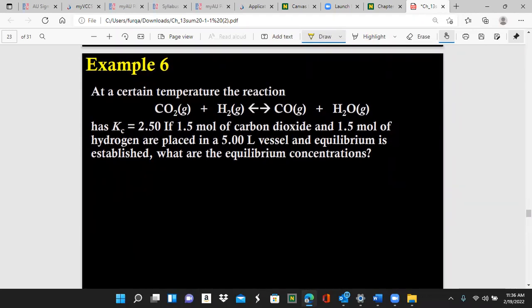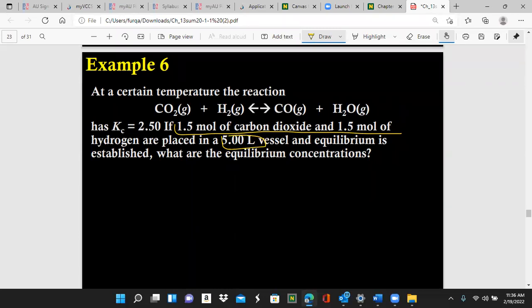So example 6: at a certain temperature, carbon dioxide gas reacts with hydrogen gas, and carbon monoxide and water are being formed. So what are we doing? We are going to do the same thing. It's not giving you the concentration directly, saying 1.5 moles of carbon dioxide and 1.5 moles of hydrogen are in 5 liters. So you have to do the molarity for both of them.